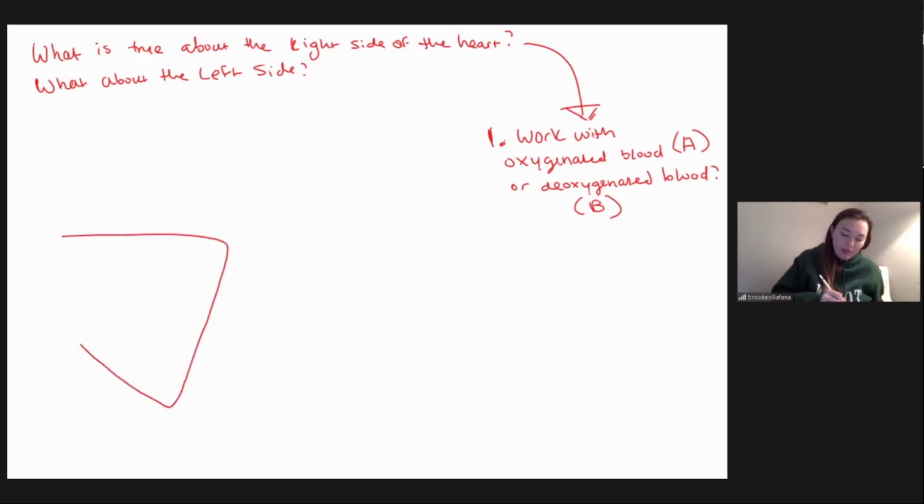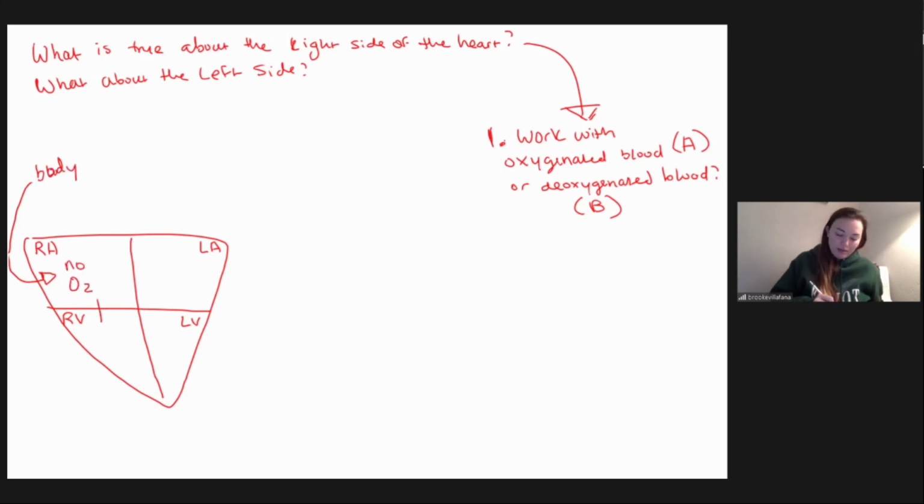When we're thinking about our heart, we have our right atria, right ventricle, left atria, and our left ventricle. And this right atria is going to receive blood from the body that has no oxygen, and it's going to transfer it to this lower chamber. Again, no oxygen. And then our left side, this is pretty easy to answer, would always have oxygen. So that's one of the things that will help you with learning the heart.